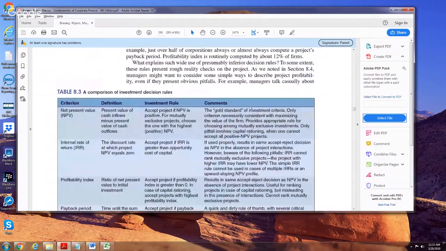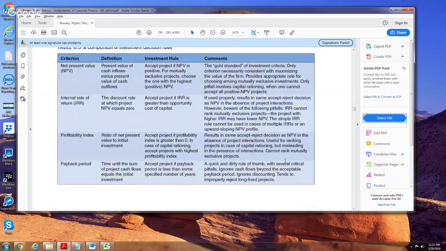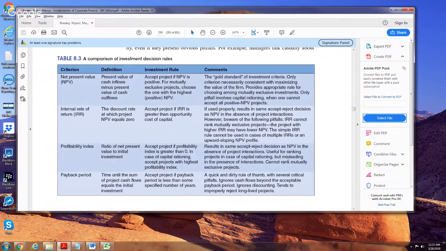So there's some definitions here. Table 8.3, defining the present. I think in one of the early emails, I asked you to look at this. These different decision rules and how to use them. There's 4 of them there. And there's a survey of what firms use them and how they use them. I'll leave this up for a second. That's a nice comparison table of the payback period, the profitability index, internal rate of return, the net present value, the definition, the investment rules, some comments about it. So please spend some time on that.